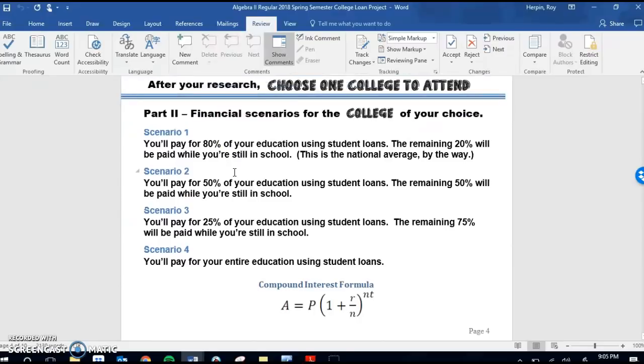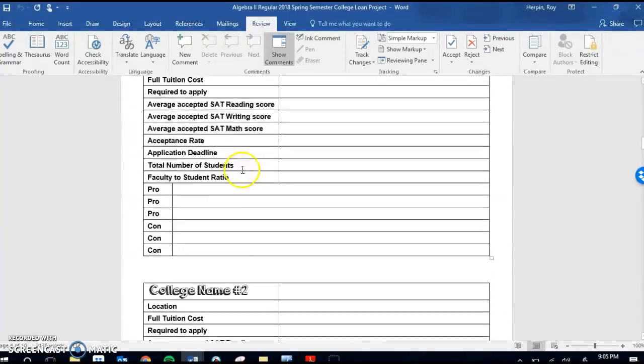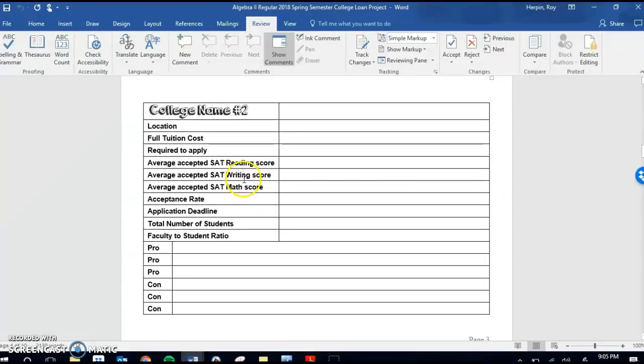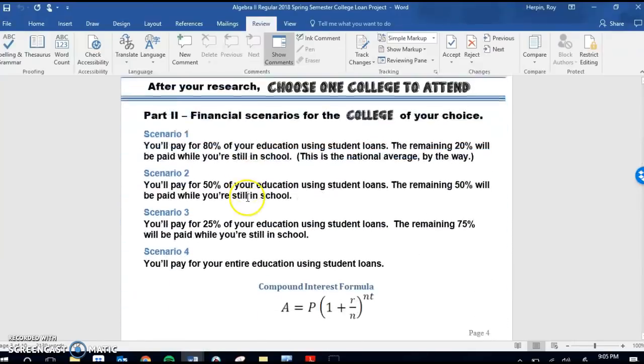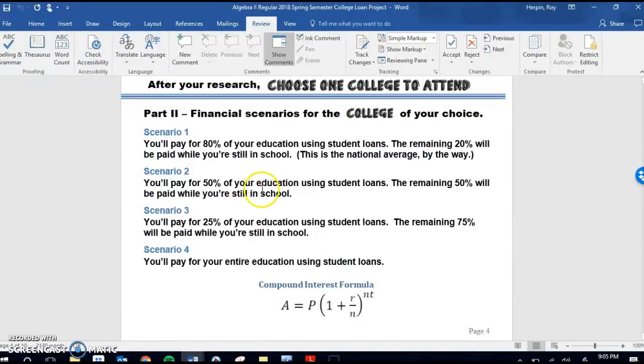Okay, the next part is the math. So part 1's all the research. You should be able to get that done today probably, if not by today at home or the beginning of class tomorrow. Next thing is the scenario. This is the math part of it, okay? So you're going to pick one of these 4, okay? Everyone's going to be in a different situation. So scenario 1 is you pay for 80% of your education using loans, and the other 20% will be paid while you're in school. So this could be parents or you have money saved or whatever. This is generally the way it works for people.